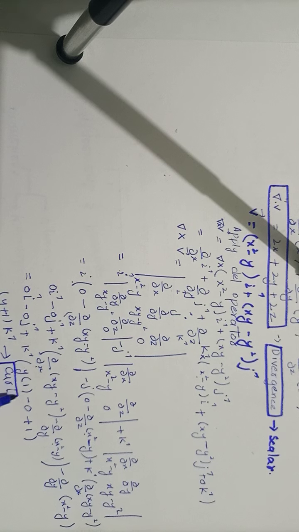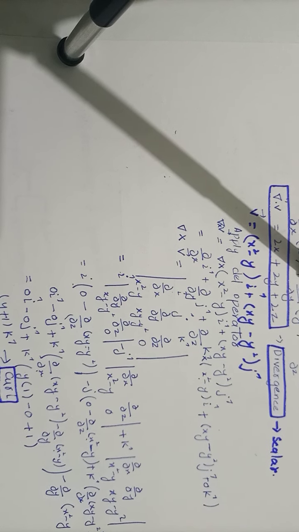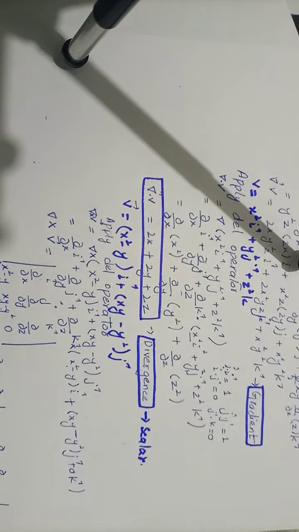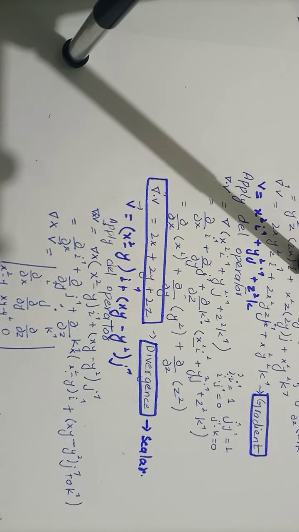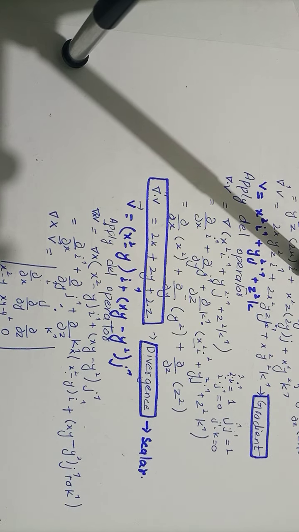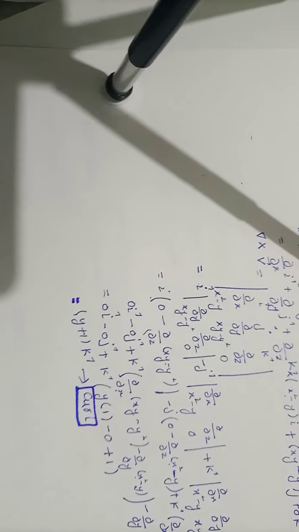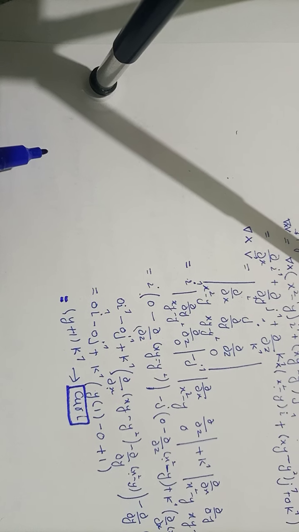When a del operator is multiplied by a scalar, we get a gradient. When a del operator is multiplied by a vector as a dot product, we get a scalar, the divergence. When a del operator is multiplied by a vector as a cross product, we get a curl. Now we are going to discuss what the Laplacian operator is.